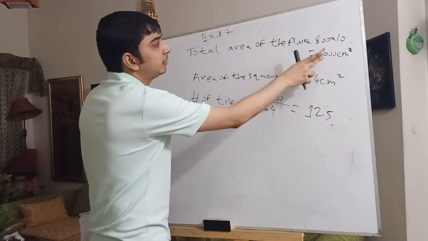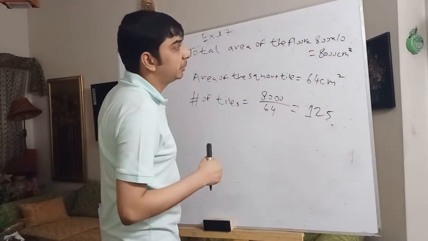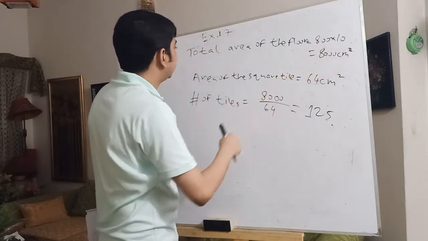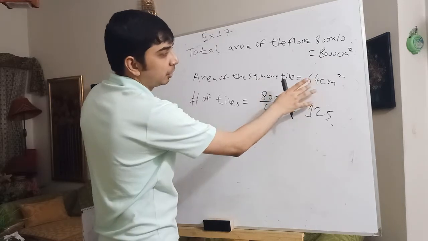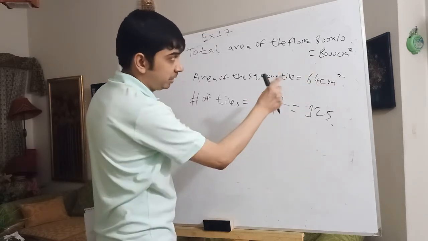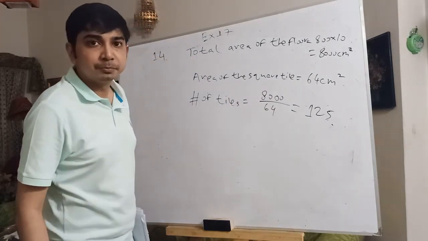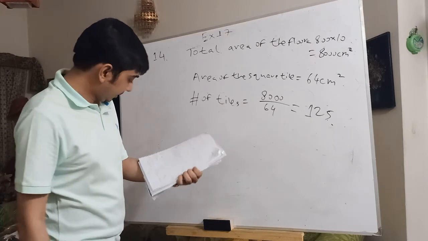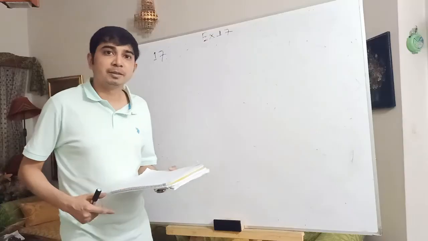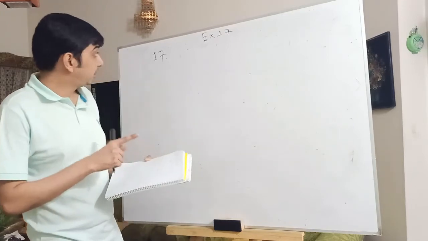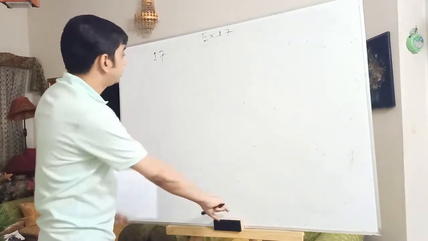So the area of the floor is 800 into 10, because there are 800 tiles of each 10 centimeters square. So this is the total area. Then you have square tiles of side 8 centimeters. So the area of each tile is 64. So the number of tiles needed is going to be 8000 divided by 64. Okay. So the previous question was question number 17 actually. I forgot to write that. So now we'll do question number 20.